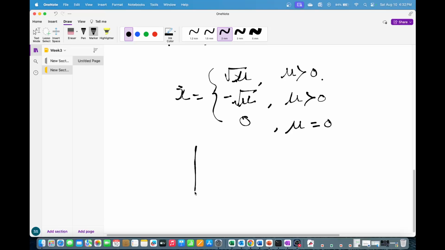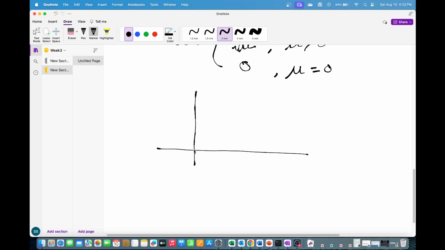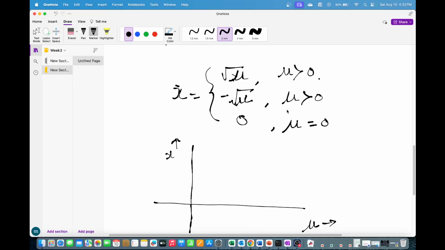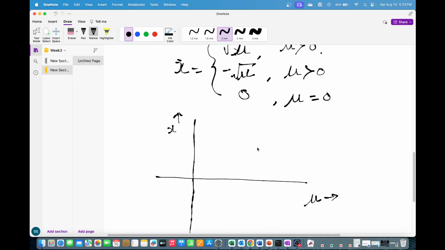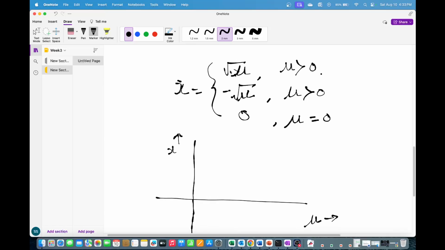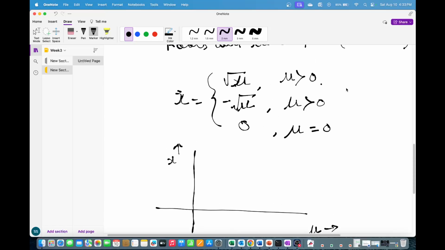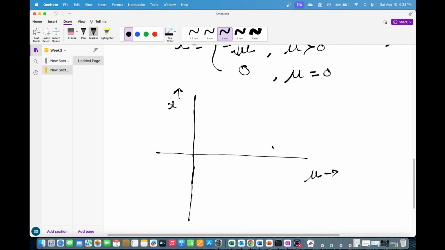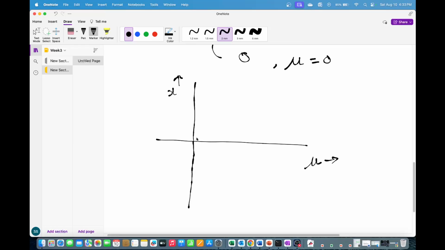Now how will the bifurcation plot look like? If you imagine, let's make it bigger here. If you are plotting mu on the x-axis and x on the y-axis like this. Now for mu greater than 0, so for this part of the plot, it's basically plus root mu and minus root mu. So basically x square equal to mu, right? So your curve will look like this and like this.